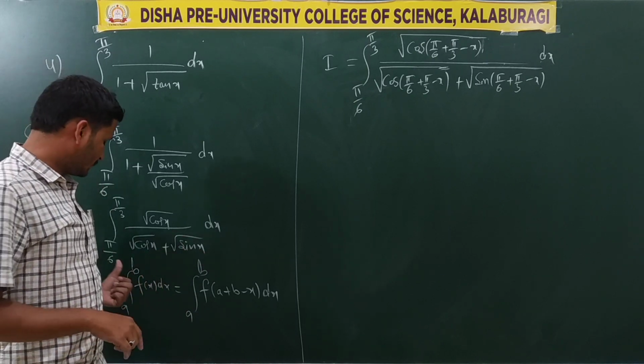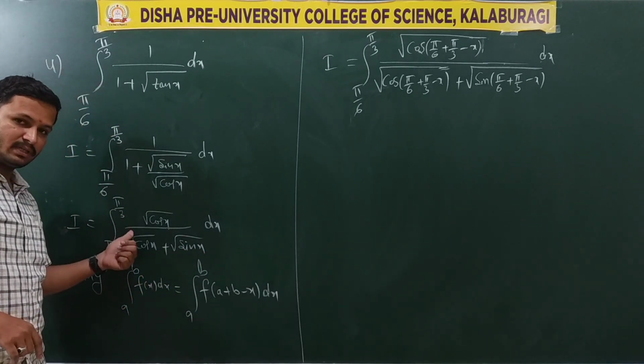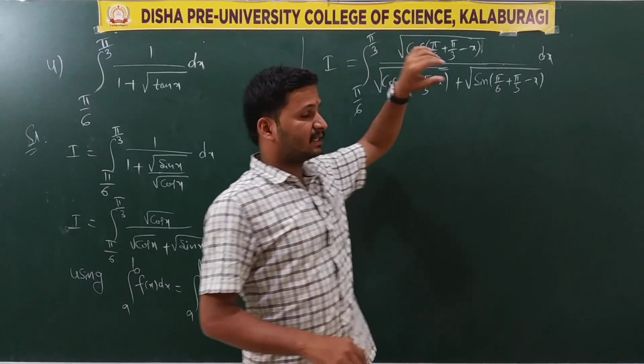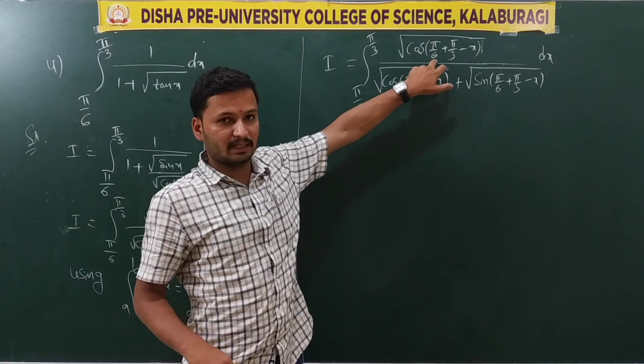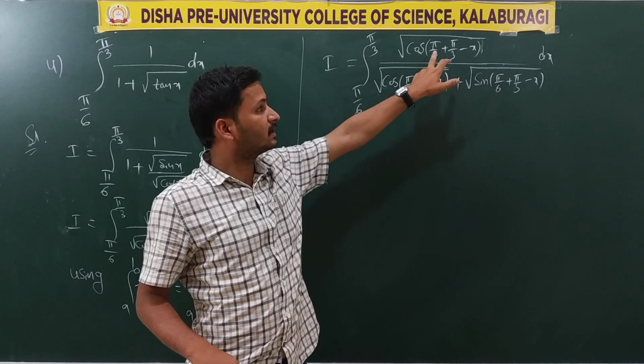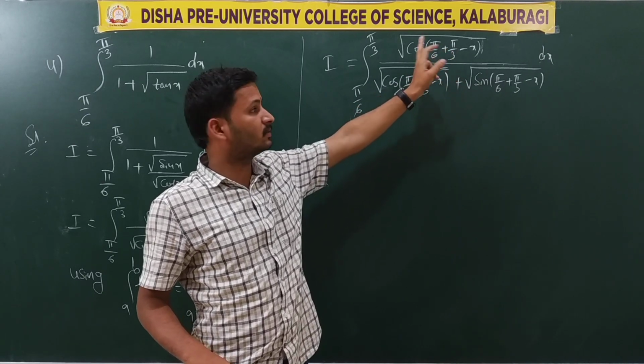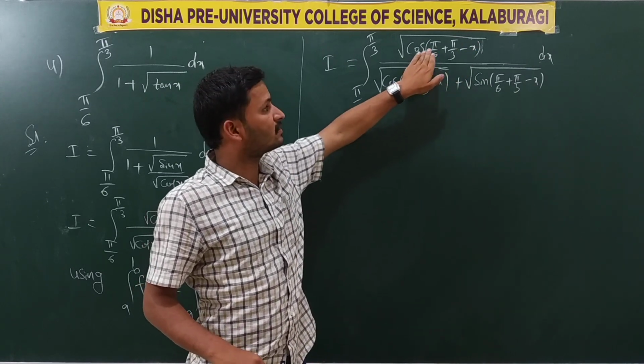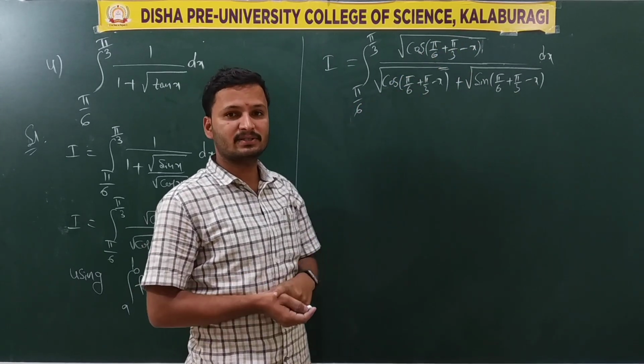A plus b, a is pi by 6, b is pi by 3. So pi by 6 plus pi by 3 minus x. Next, see, pi by 6 is how much? 30 degree. Pi by 3 is 60 degree. That is 60 plus 30, 90 degree. That means cos of 90 minus x. Correct? So now cos of 90 minus x is sin x.